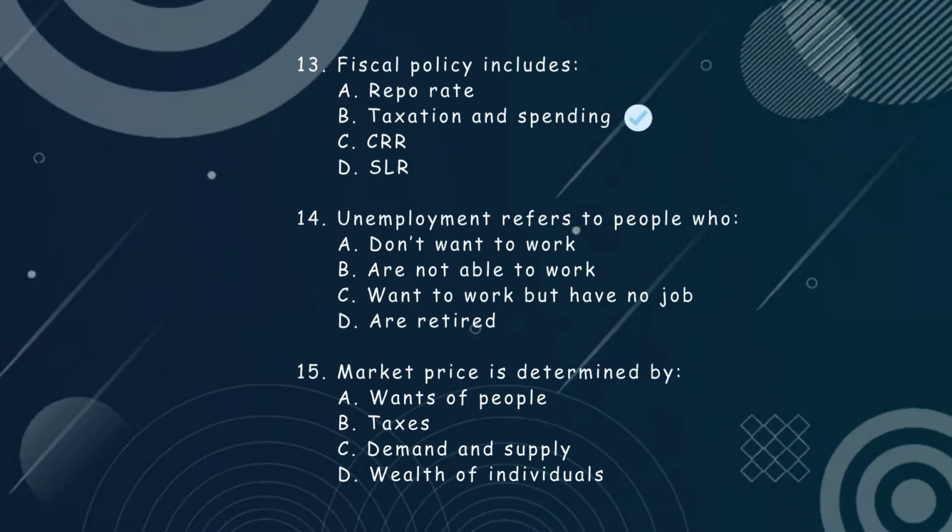Question number 14. Unemployment refers to people who A. Don't want to work. B. Are not able to work. C. Want to work but have no job. D. Are retired. Answer: C. Want to work but have no job.